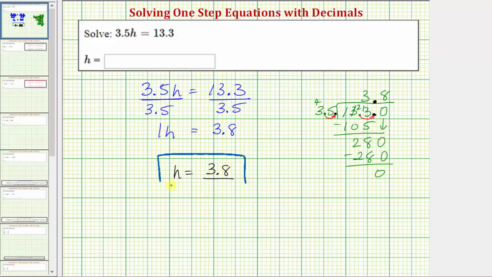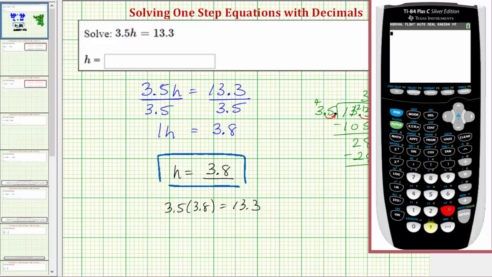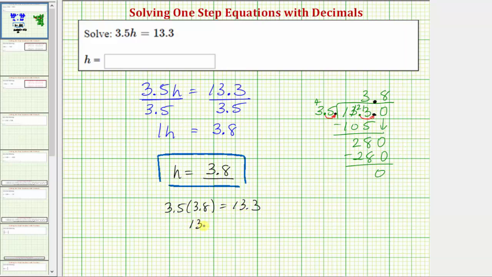Before we go, let's check our solution by substituting 3.8 for h in the equation and making sure it satisfies the equation. If we substitute 3.8 for h, we would have 3.5 times 3.8 equals 13.3. Let's check this product on the calculator to make sure it is 13.3. 3.5 times 3.8 is 13.3, verifying our solution is correct.